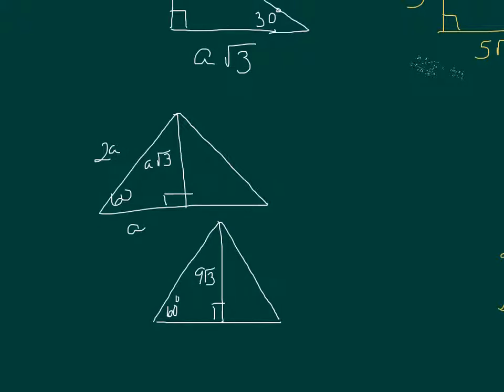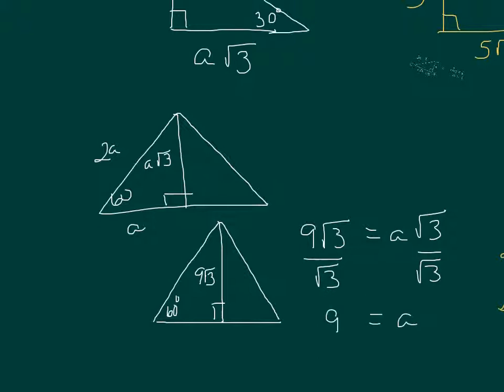So 9 square roots of 3 is equal to what? If we think about our original triangle, that equals A square roots of 3. Can I solve this for A? How? Divide by the square root of 3. So what is A? 9. If A is 9, what is 2A? 18. So each side of this equilateral triangle is 18.